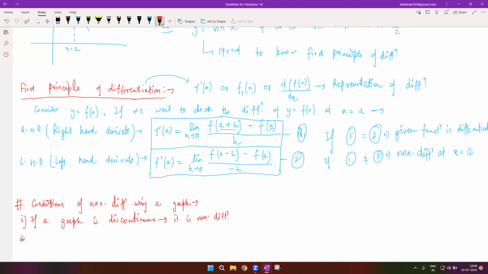Now, the second condition is, if a graph has a sharp edge, then it is said to be non-differentiable. So now remember, if a graph is non-differentiable, then the reason can be two things. Either the graph is discontinuous or the graph has a sharp edge or point. Okay, I'll show you one example for this and one for this also.